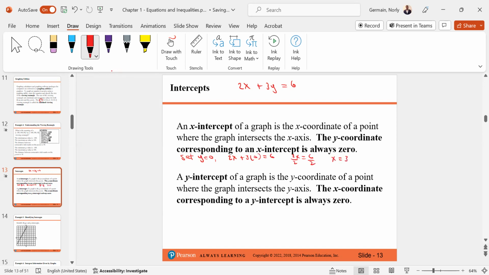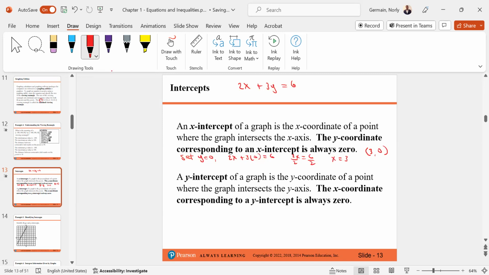Now, because y is 0, if you put both of your coordinates into the point, x is 3, y is 0. One of the coordinates is 0, and we call that an intercept. If it's the second coordinate that is 0, we call it an x-intercept, because you have a value for x but not for y.